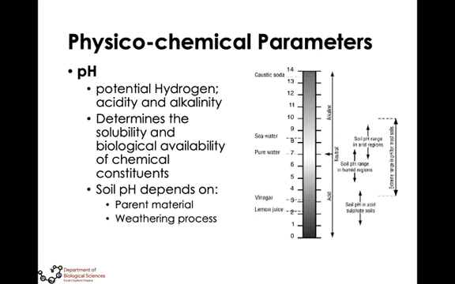Okay. For pH or the potential hydrogen, it provides you an idea of the acidity and alkalinity of water or the soil. So kung siya ay acidic or basic, water or soil, that is a measurement of pH po. So it determines the solubility and biological availability of chemical constituents. Okay. So for soil, for example, soil pH depends on two factors. You have parent material, at the same time the weathering process.